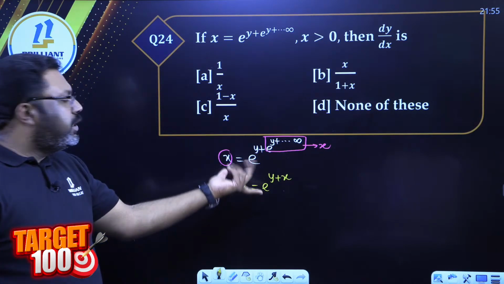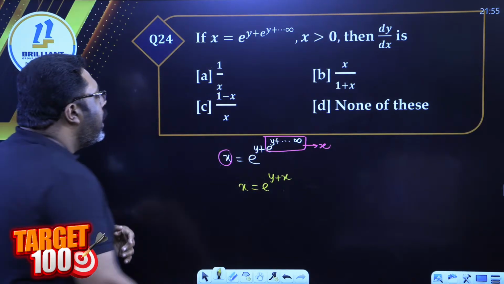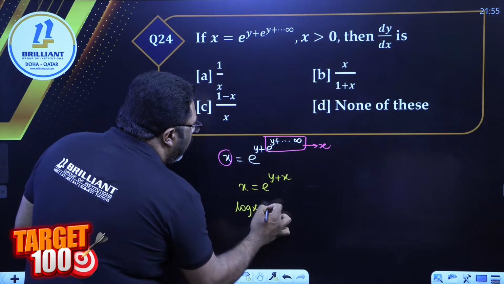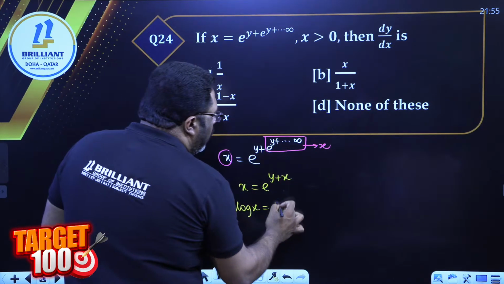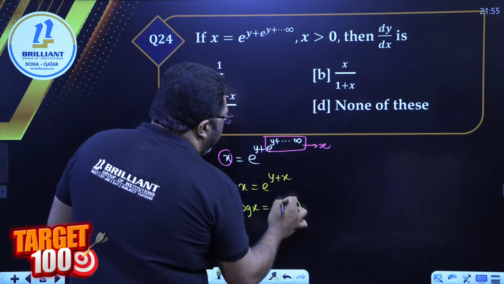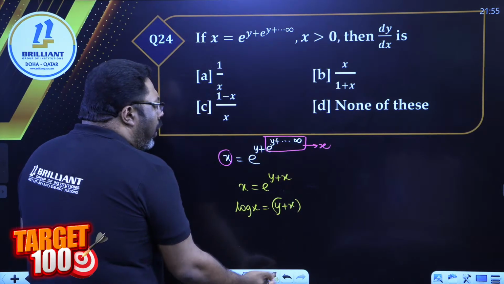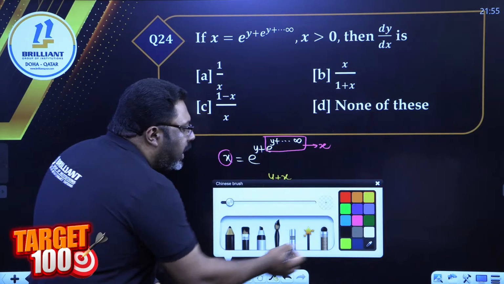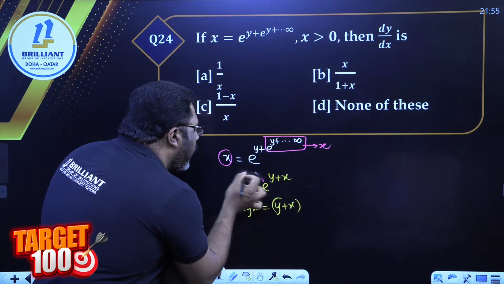Don't try to differentiate like this. Okay? Apply log. When you apply log, log x is equal to y plus x. Or you just don't think about applying log, invert e. If you invert this e to the left side, it becomes log.